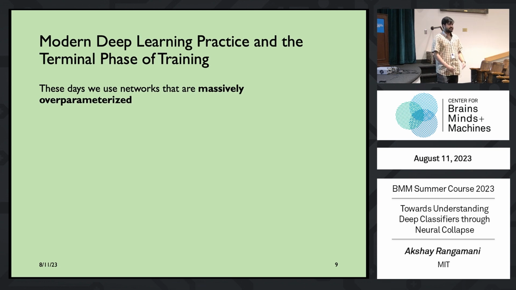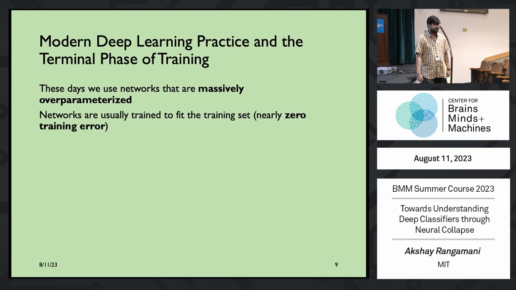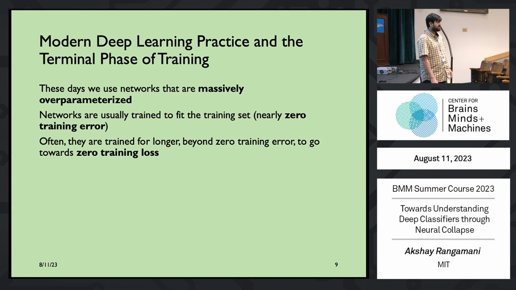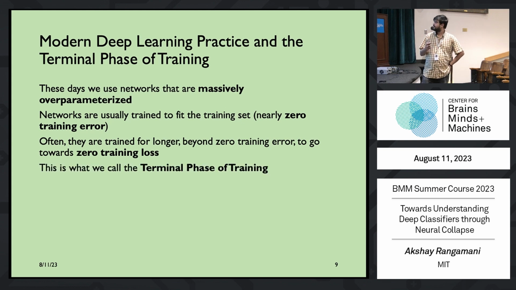But when you want to train your good old classifier to distinguish between images, we usually choose really large models. And the networks are often trained to hit nearly zero training error. And we often go beyond this to go towards zero training loss. So now we're not just trying to classify everything correctly, we also want to try to fit the loss function nearly exactly. This is usually called the terminal phase of training.